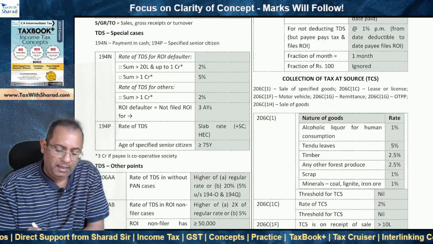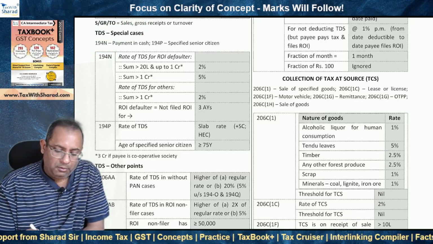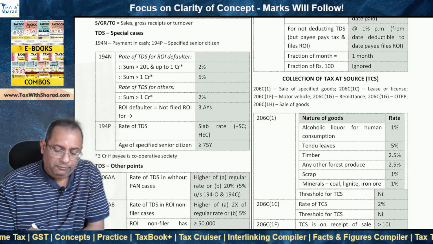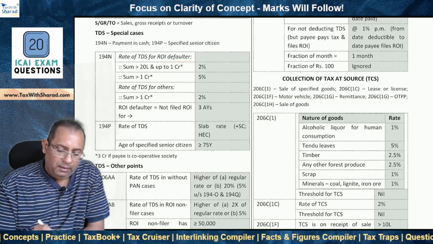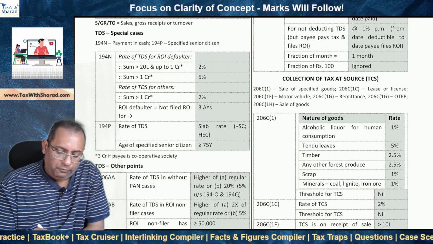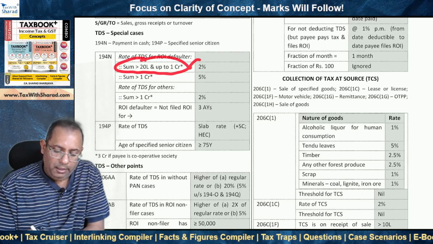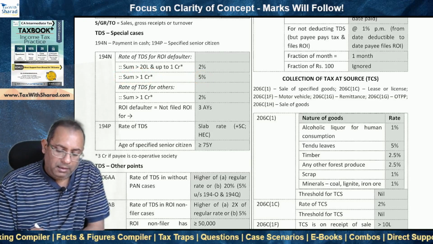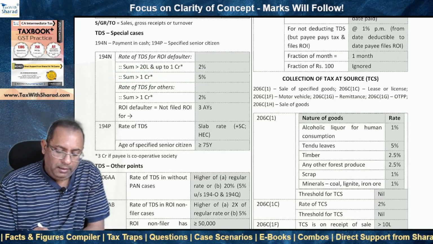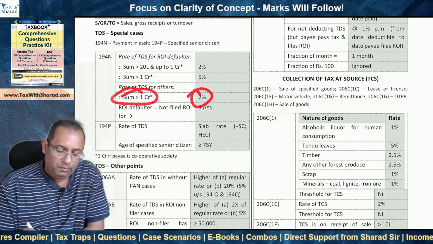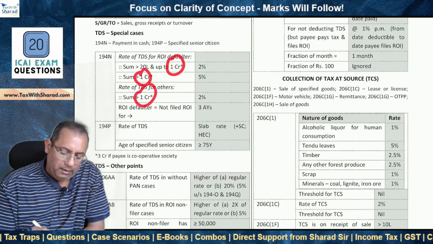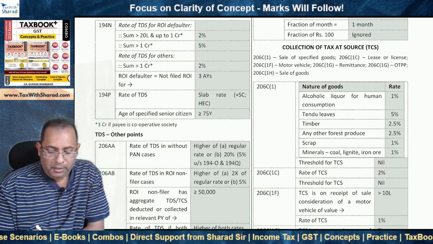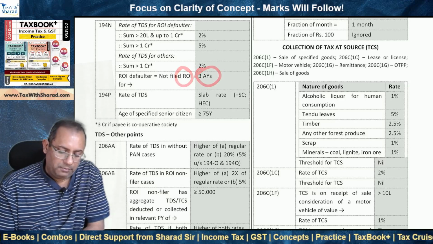194N applies in case of payment in cash. Rate of TDS depends on whether it's a case of ROI defaulter or in case of others. If the payee is a ROI defaulter, then for sum more than 20 lakh and up to 1 crore, the rate is 2%. And for sum more than 1 crore, the rate is 5%. In case the payee is not a ROI defaulter, then TDS in case of sum more than 1 crore is 2%. Now this 1 crore is 3 crore if the payee is a cooperative society. For an ROI defaulter, he should not have filed ROI for 3 assessment years.